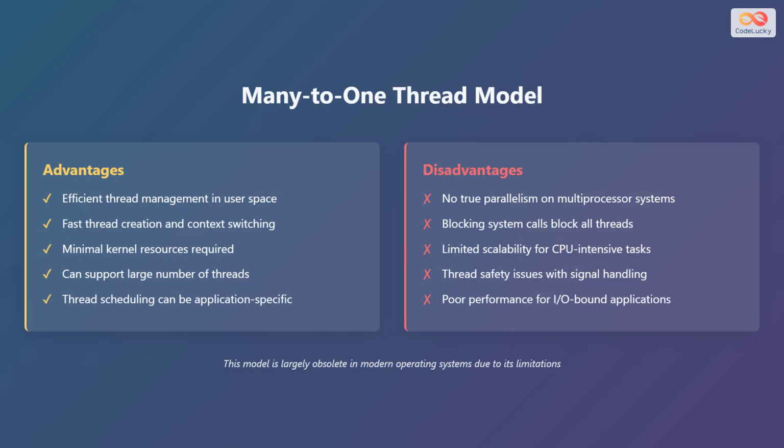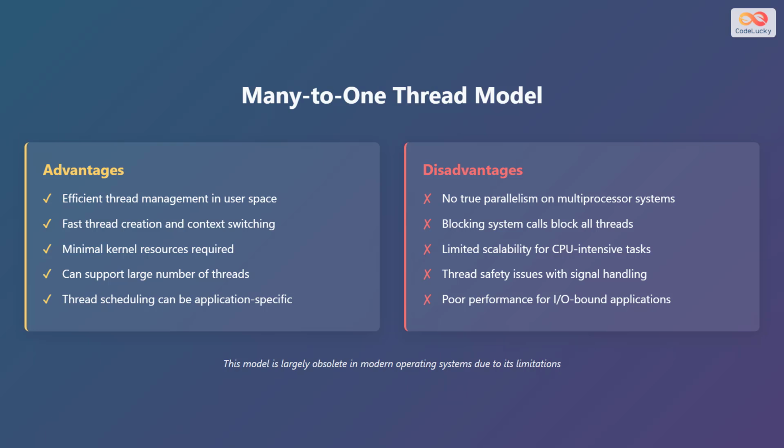Let's explore the advantages and disadvantages of the many-to-one thread model. The advantages include efficient thread management in user space, along with fast thread creation and context switching. It requires minimal kernel resources and can support a large number of threads. Thread scheduling can also be application-specific.